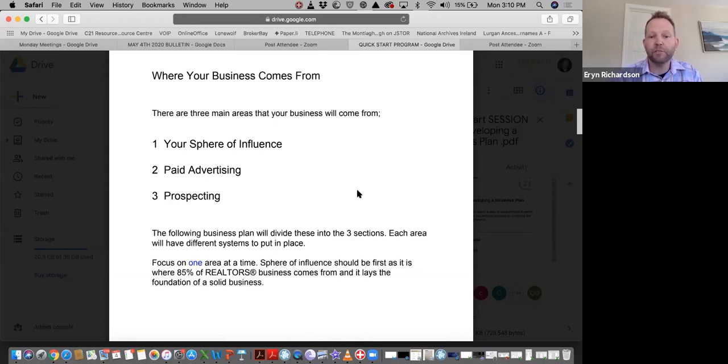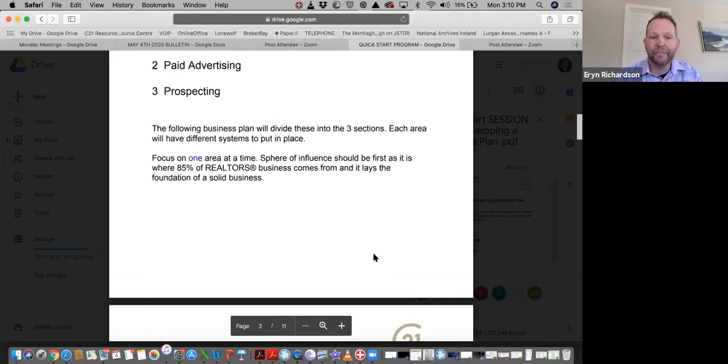The following business plan will divide into 3 sections, and those are the 3. Focus on one area at a time, and sphere of influence should be the first, as it is where 85% of realtors' business comes from, and it lays out the foundation of a solid business.